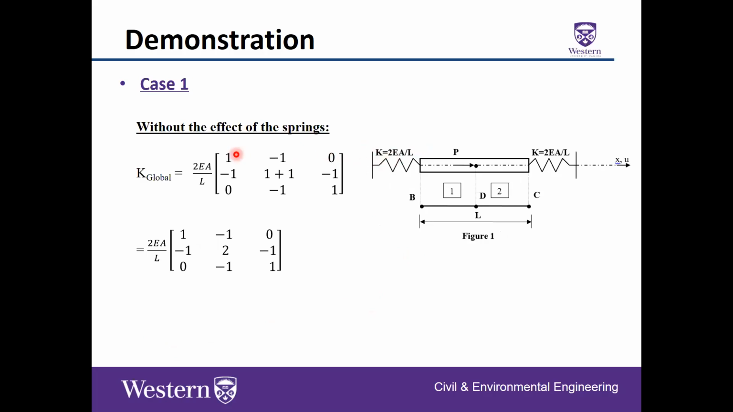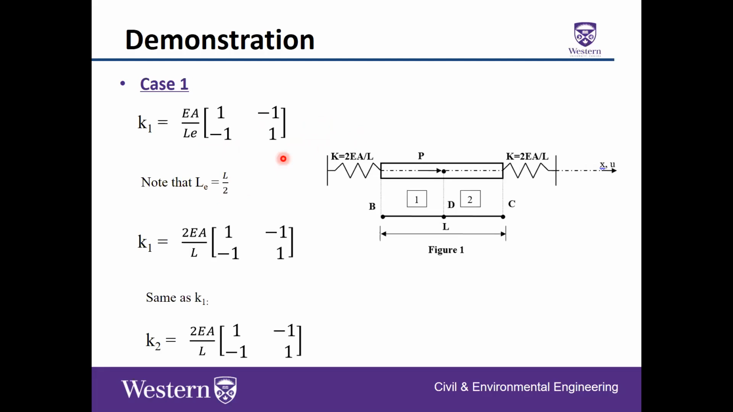The global stiffness matrix is a stiffness matrix that has all the joints. How many joints do we have here? We have B and D and C. That means there are 3 joints in this problem. So for the columns, this is B, this is D, this is C. And for the rows as well, B, D, C. So the same arrangement horizontally and vertically.